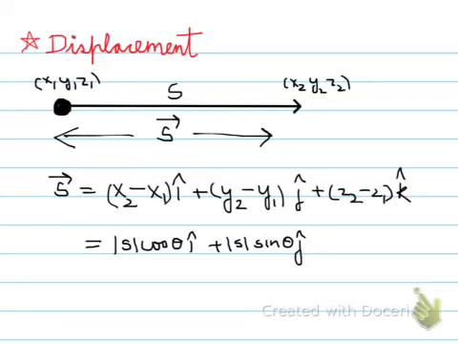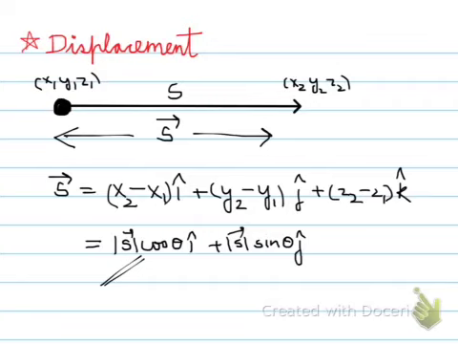Then the displacement vector is denoted as (x2 minus x1) i cap plus (y2 minus y1) j cap plus (z2 minus z1) k cap. Now, in case it is in the xy plane and it makes an angle theta with the positive direction of the x-axis, then we can write this definition here, that mod of s vector cos theta i cap plus mod of s vector sin theta j cap is equal to this.